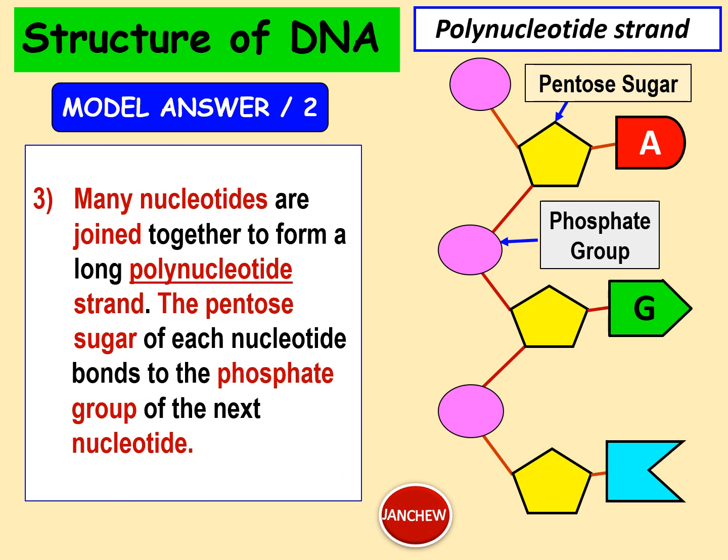Next, state that the many nucleotides are joined together to form a long polynucleotide strand. To join together, the pentose sugar of each nucleotide bonds to the phosphate group of the next nucleotide. And in this way, the nucleotides are joined together to form the polynucleotide strand.